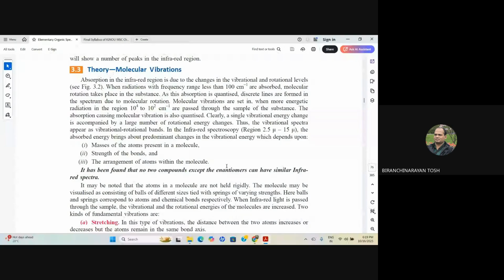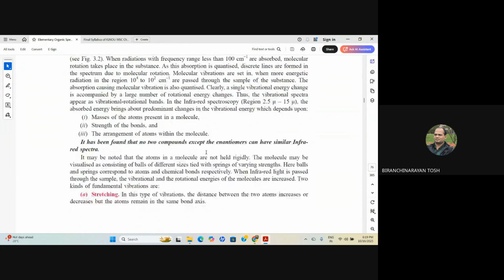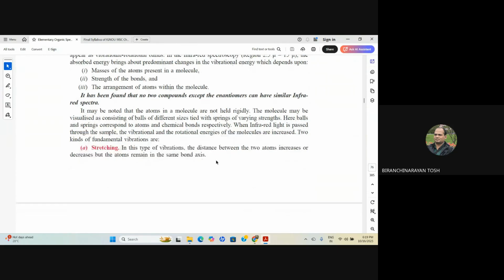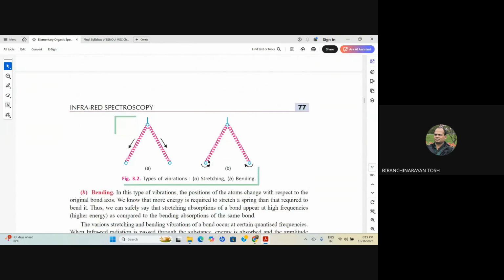Now when the molecule absorbs in the infrared region, there will be vibration. Two types of fundamental vibrations are there: one is stretching, another is bending. In stretching vibration, the distance between two atoms increases or decreases, but the atoms remain on the same bond axis. You can see this one. This vibration is stretching vibration.